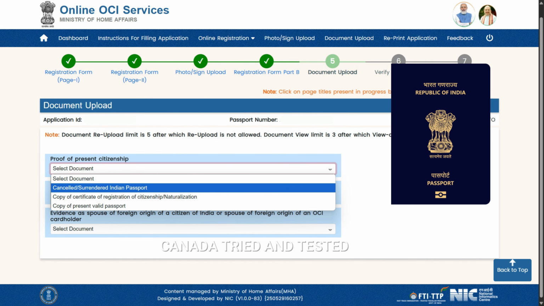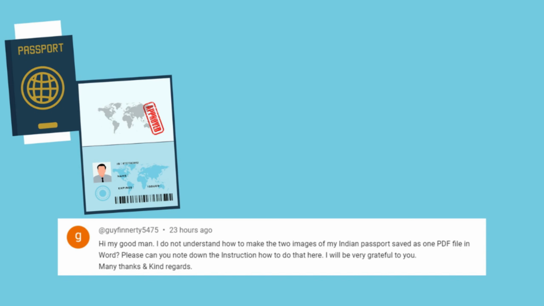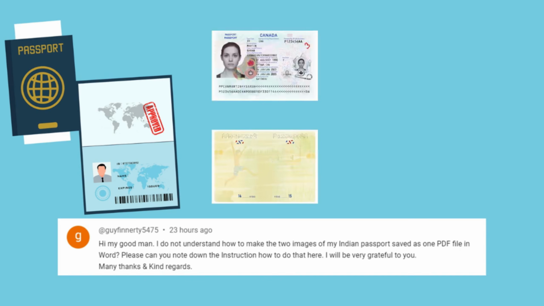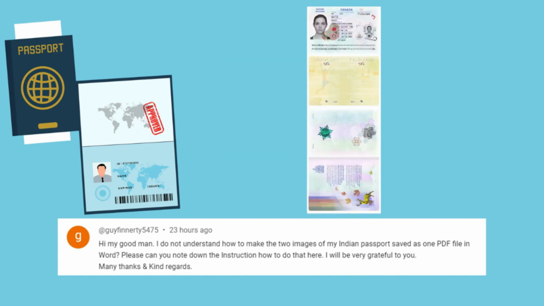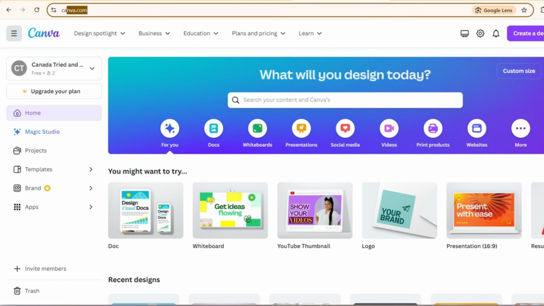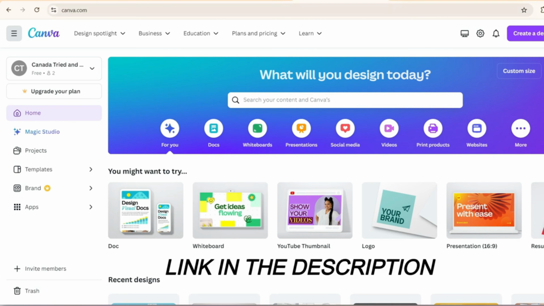So how to make this into one PDF? Let me show you this as an example, after which you will be able to do this for the rest of the documents as we go. You have scanned your passport into multiple pages, and you want to merge this into a single document. Come to this website, canva.com. The link I have shared in the description. So you will have direct access.